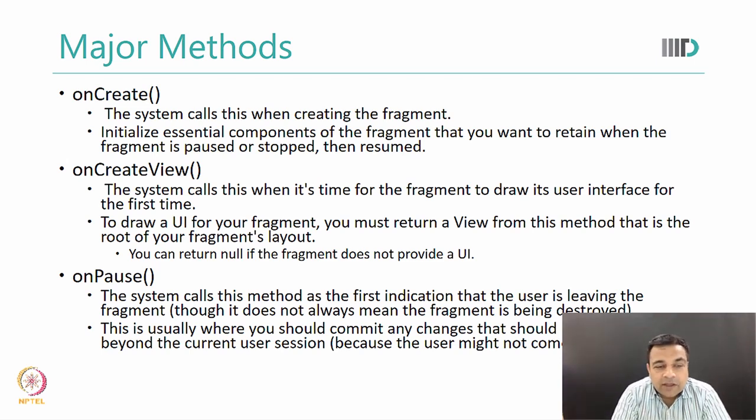The third important method is onPause. The system calls this method when the user is planning to leave. This is similar to the onPause method of the activity. And because the user may leave, you must commit any changes that should be persisted. So these are the three major methods.